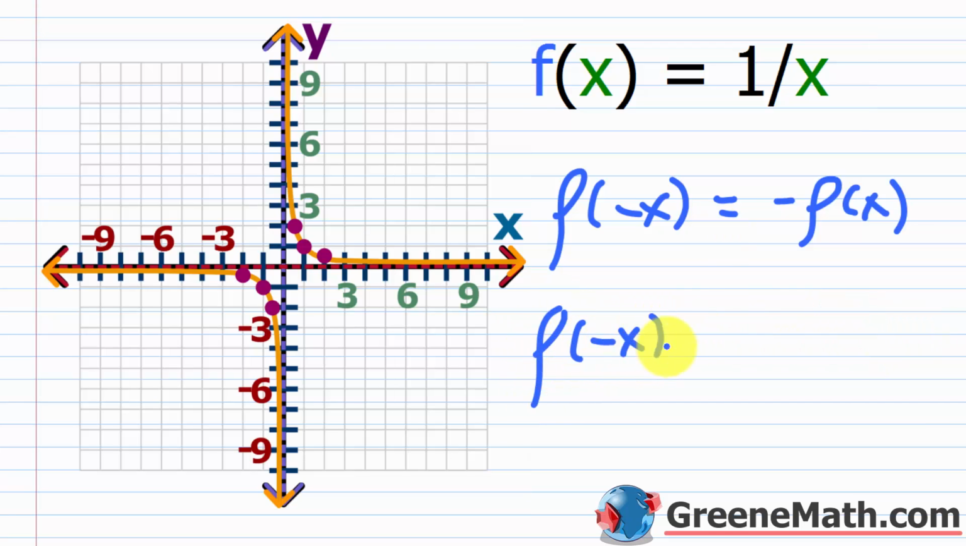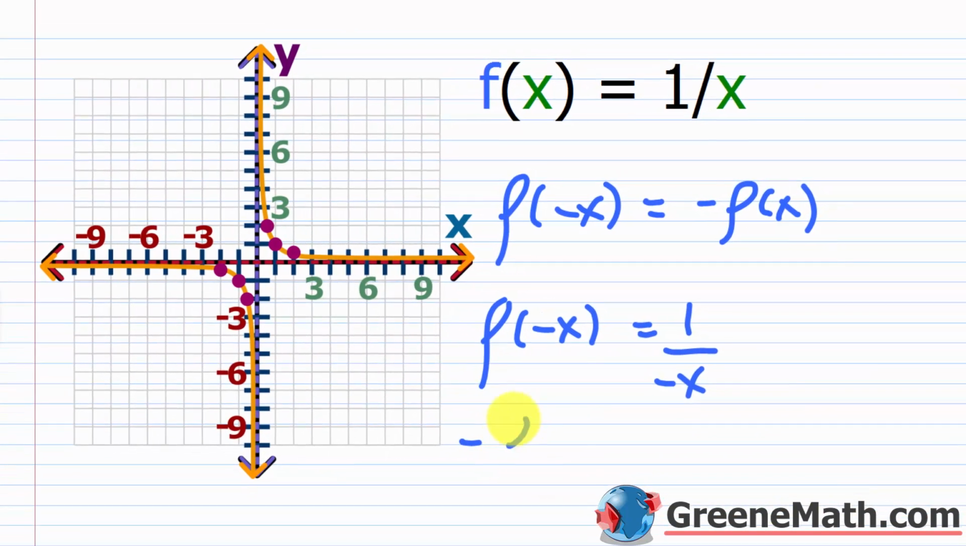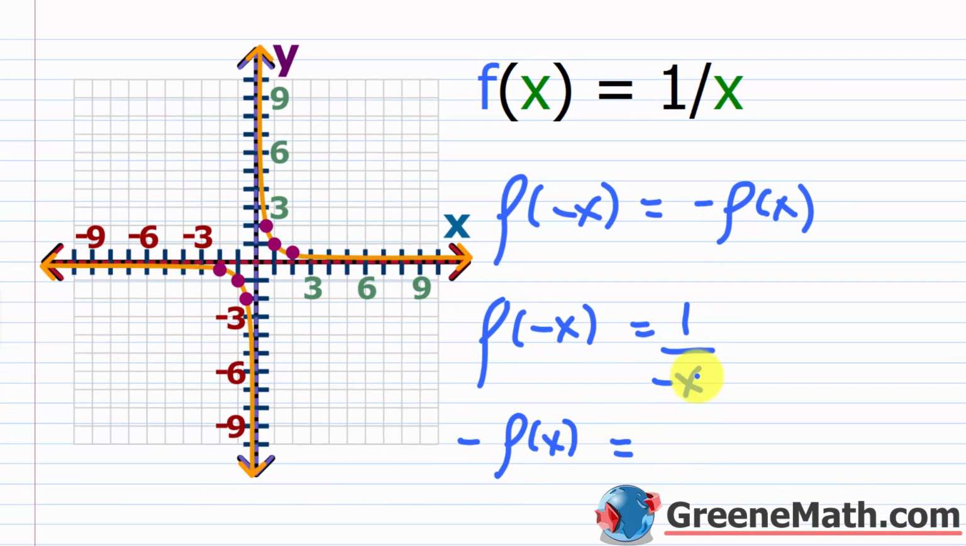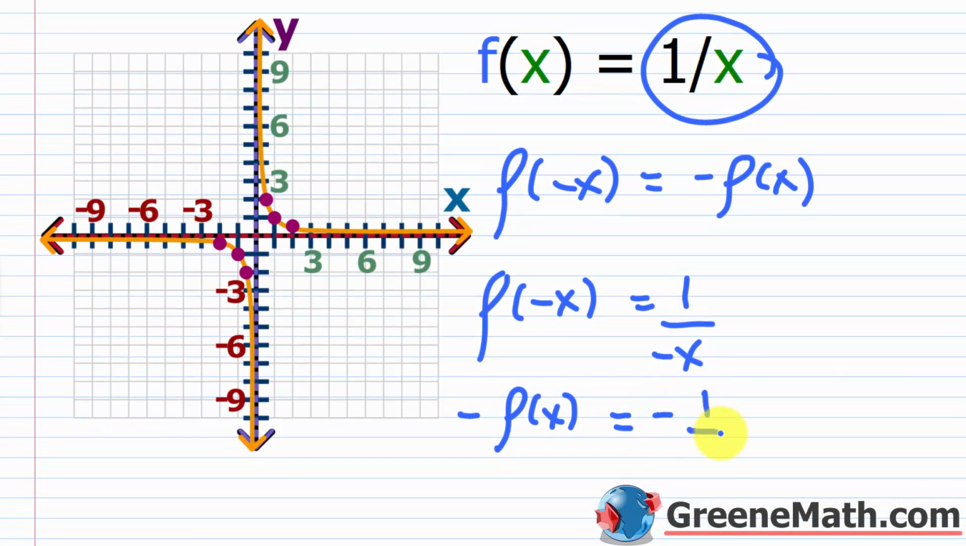So f of negative x would be 1 over negative x. And if I had the negative of f of x, this would be what? I would just take the right side of this and multiply it by -1. So it's the negative of 1 over x. These are the same, right? If I have a positive over a negative, it's a negative overall. I could really just say this is -1 over x. So because these two are the same, we can say that we have an odd function, or again, we can say that we have a graph that is symmetric with respect to the origin.